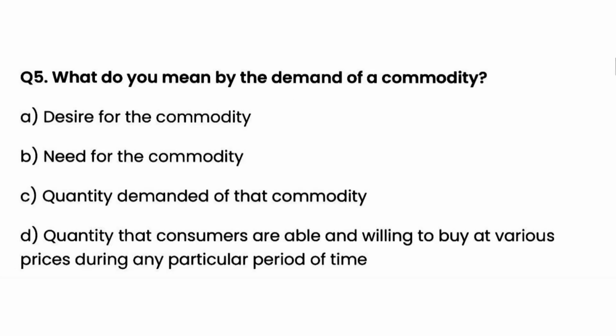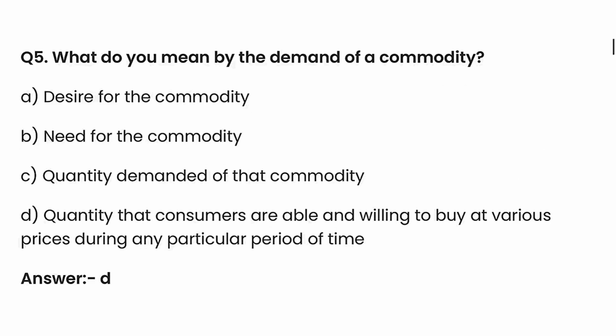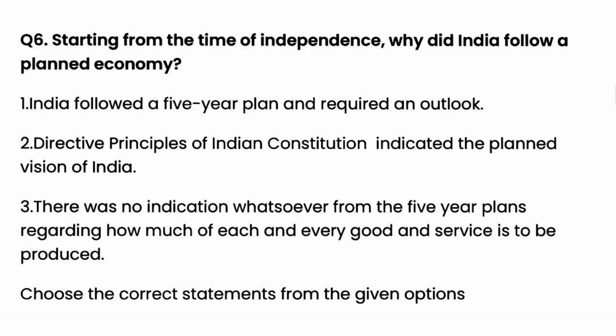What do you mean by the demand of a commodity? First one, desire for the commodity. Second, need for the commodity. Third, quantity demanded of that commodity. And the last one, quantity that consumers are able and willing to buy at various prices during any particular period of time. Answer is option D, quantity that consumers are able and willing to buy at various prices during any particular period of time.